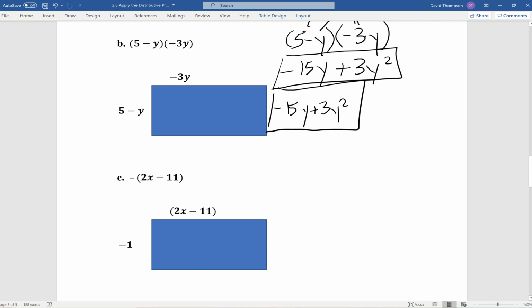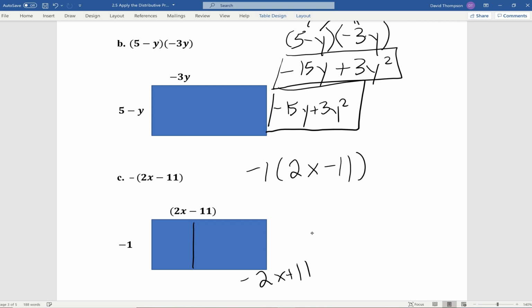And then last, we have negative 2x minus 11 in parentheses. So even though it doesn't say it, we can assume this is negative 1. So negative 1 times the quantity 2x minus 11. So negative 1 times 2x would be negative 2x, and negative 1 times negative 11 would be positive 11.